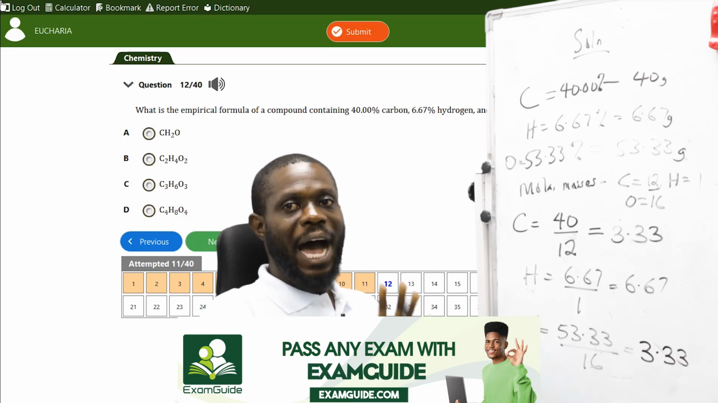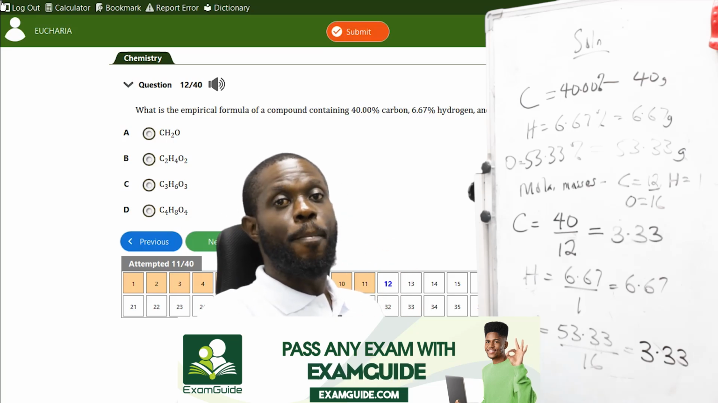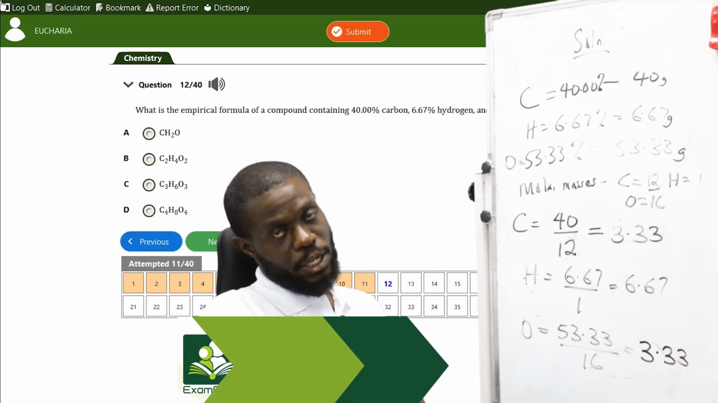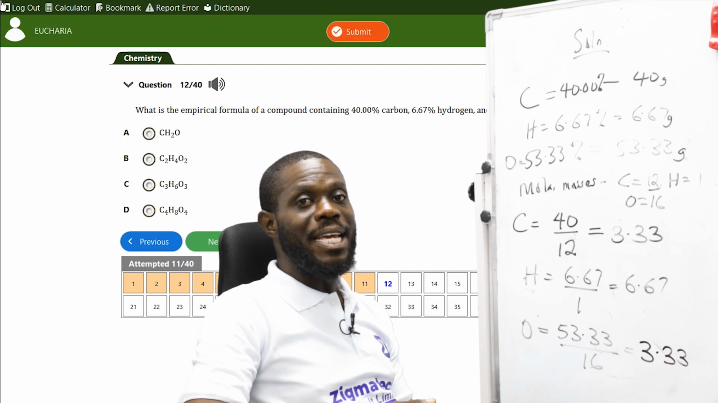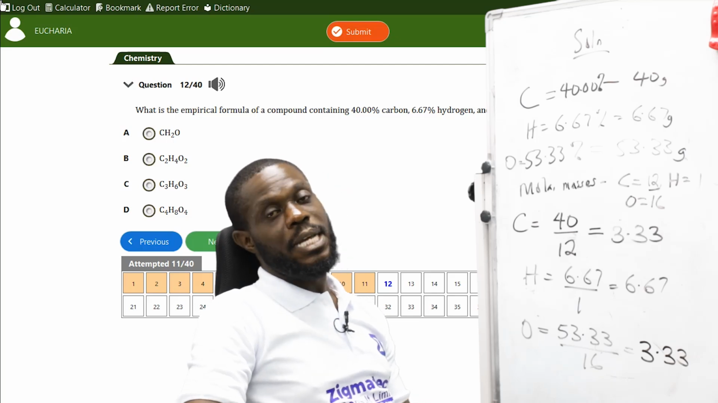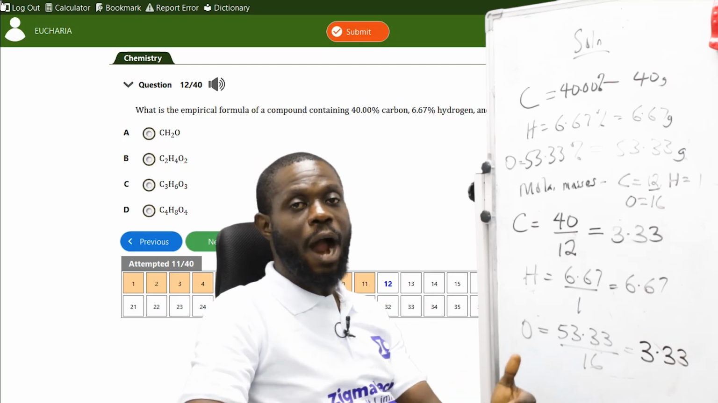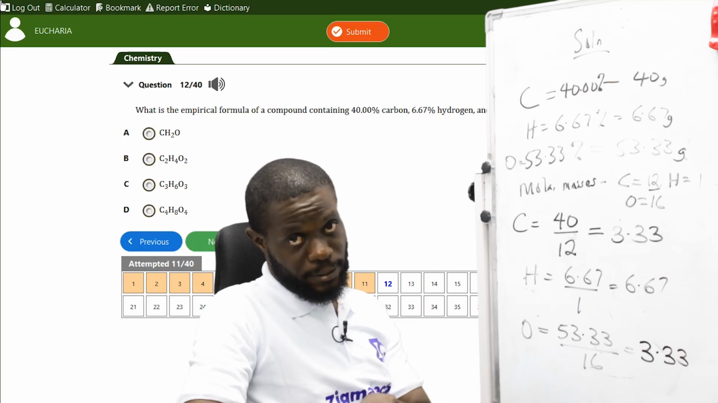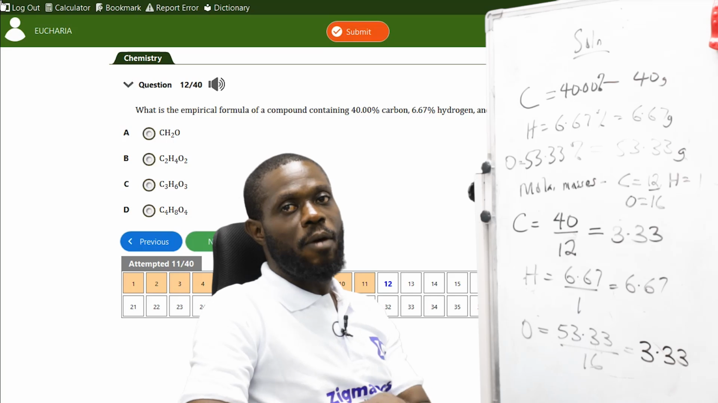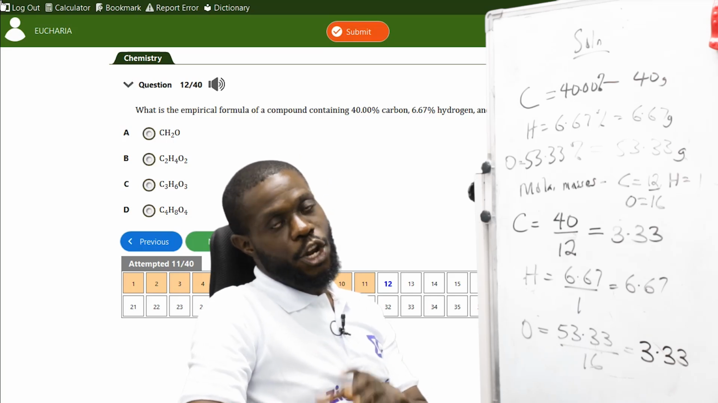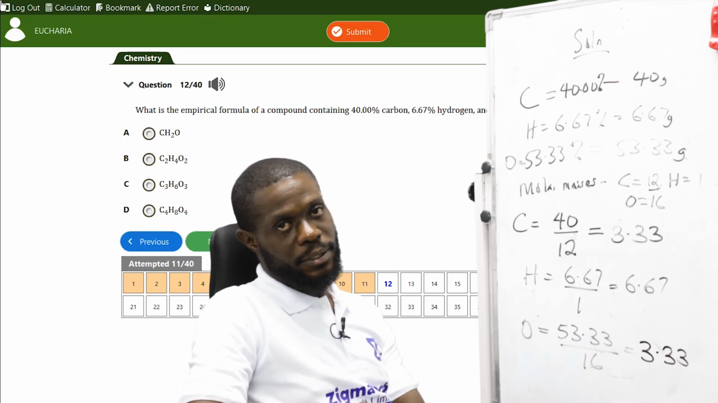You need to be conversant with your atomic number. Atomic number is the number of protons in an element, and that is how they arrange the periodic table. The elements are arranged in the periodic table according to the atomic numbers. So if you see oxygen as 8 in the periodic table, that means the atomic number of oxygen is 8. The number of protons in oxygen is 8.